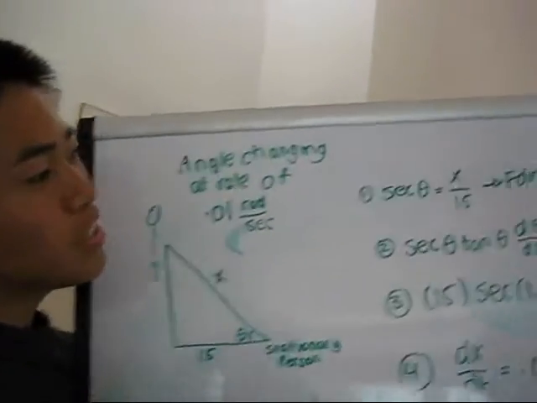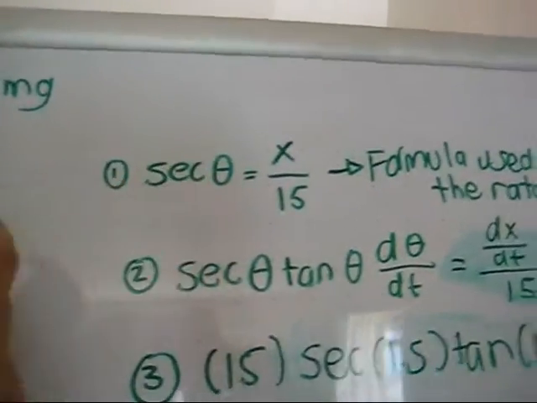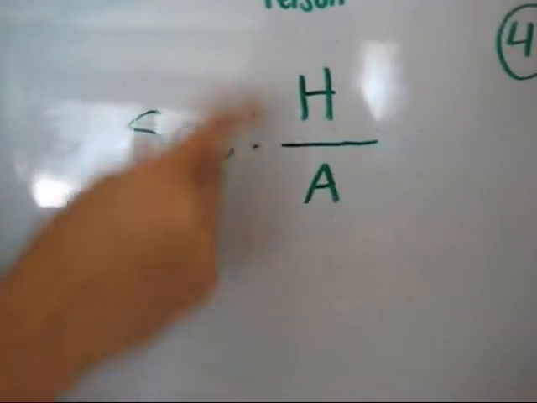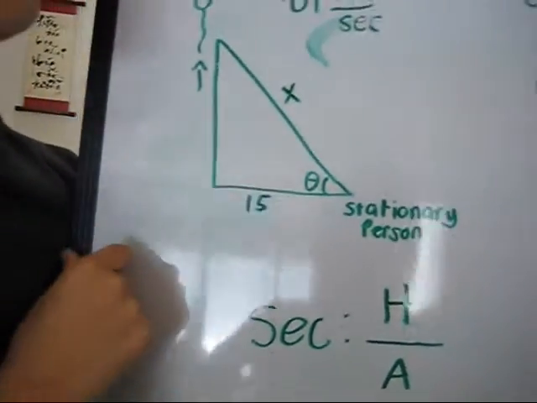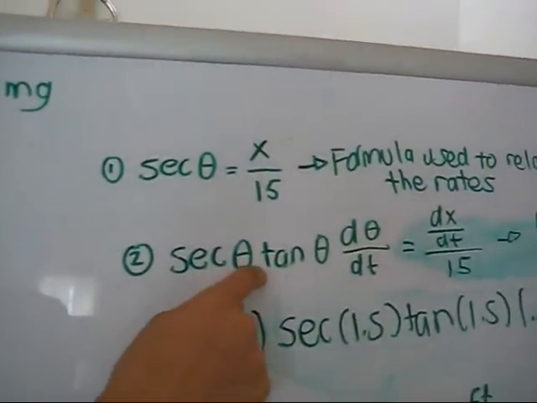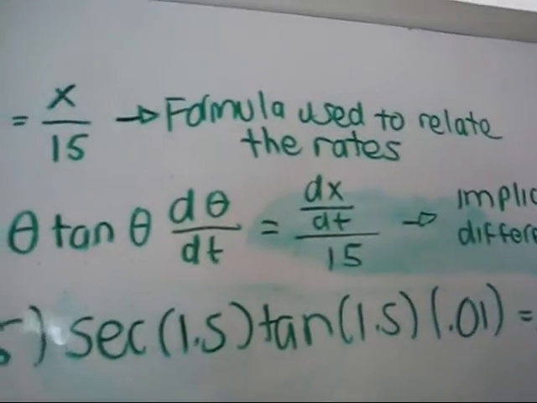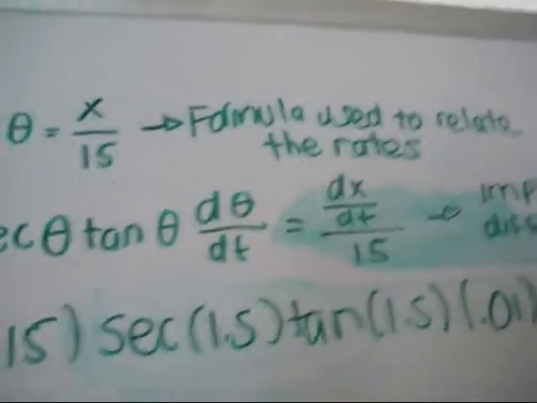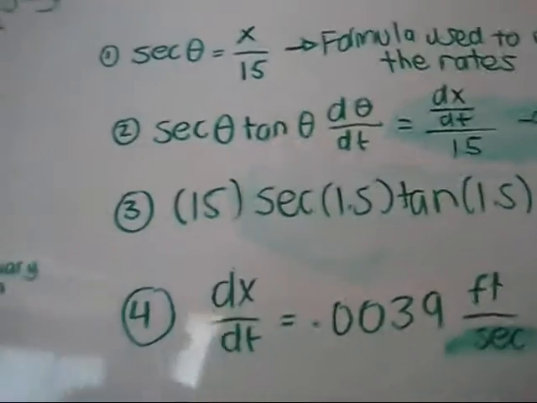The formula that we're going to use to relate the rates is secant theta equals x over 15, because secant is equal to the hypotenuse over adjacent, and according to this diagram, it is x over 15. So we have to differentiate this equation, which will turn into secant theta tangent theta d theta over dt equals dx over dt all over 15. Then we're going to multiply 15 onto the other side and plug in what we know.